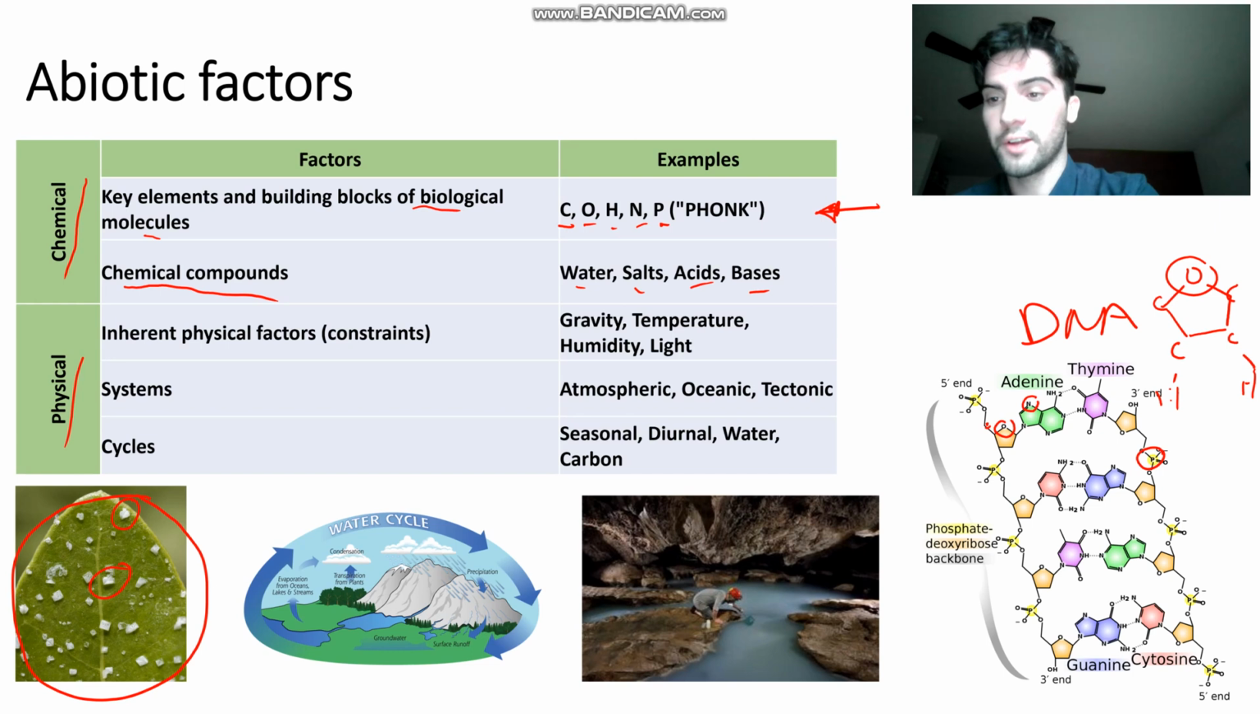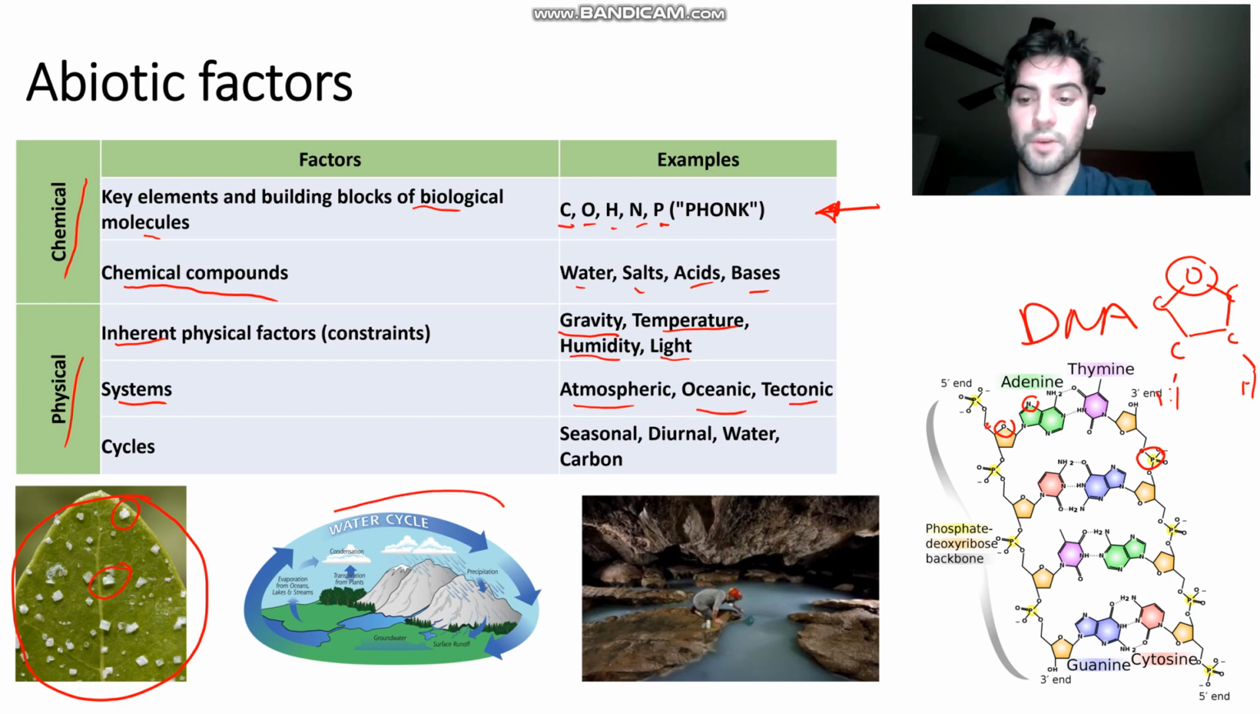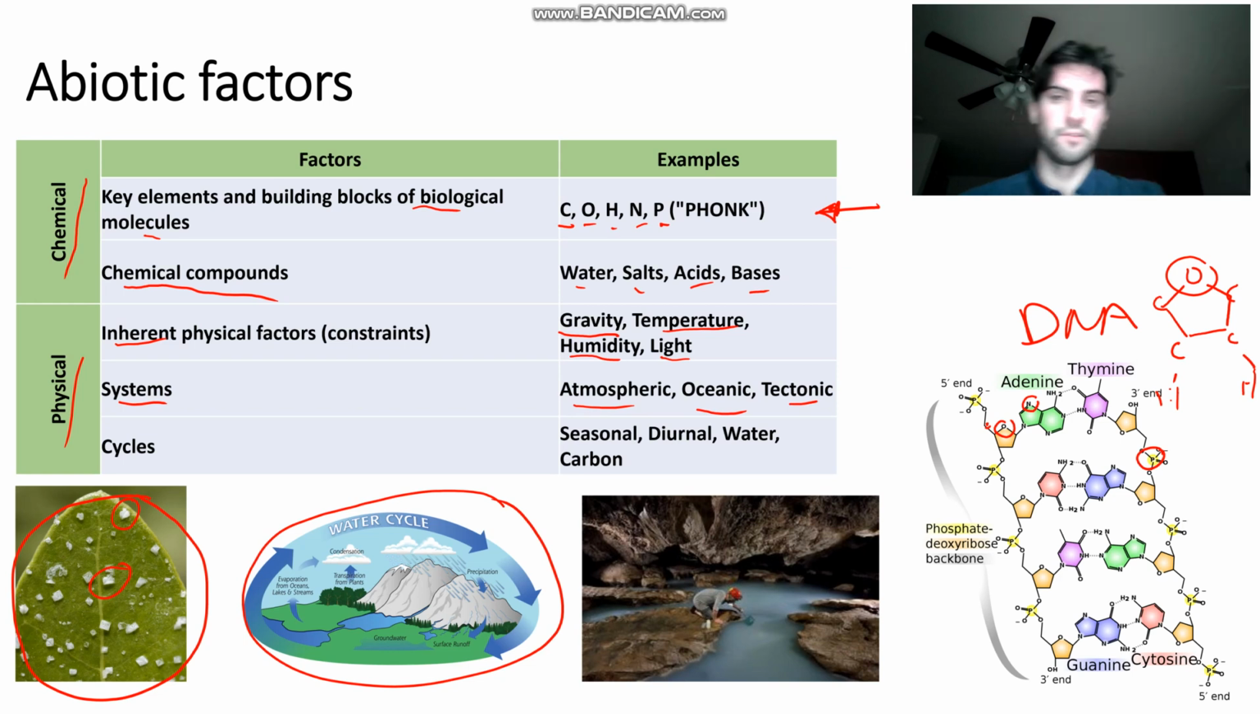Then we have physical factors that are constantly there. Gravity is always there. Temperature will change, humidity will change, and light will change during the day. And we have systems, atmospheric, oceanic, and tectonic systems, and cycles. We have the water cycle, and we also have the day and night cycle, and we have seasonal cycles, spring, fall, right?